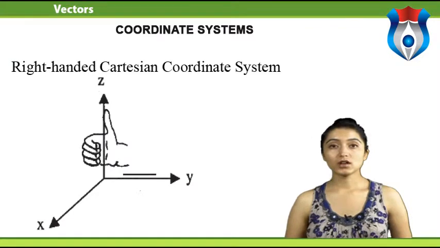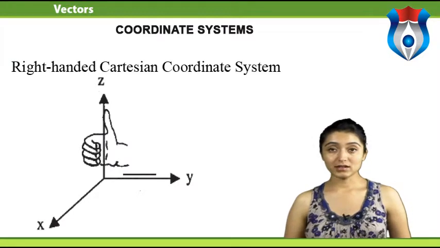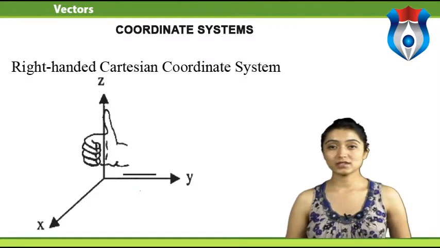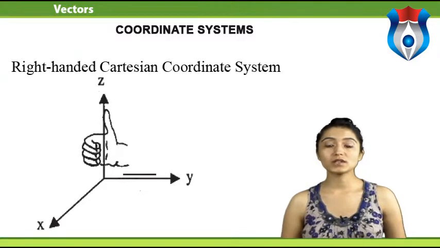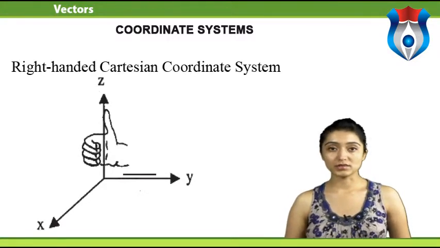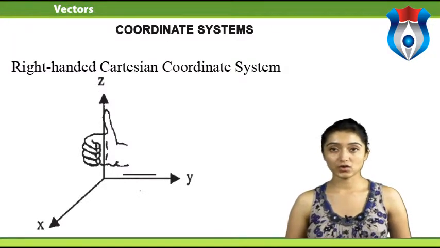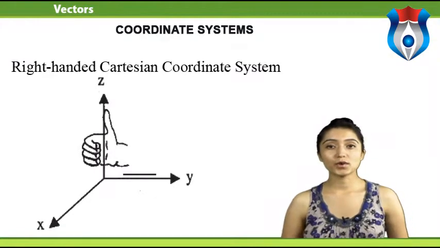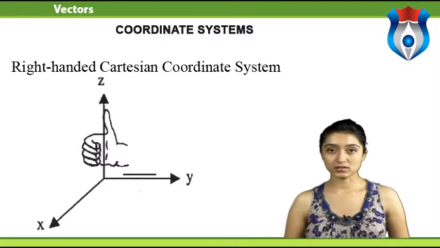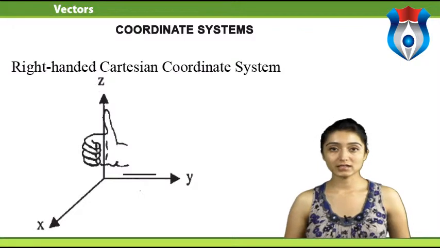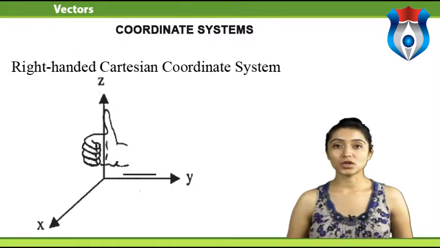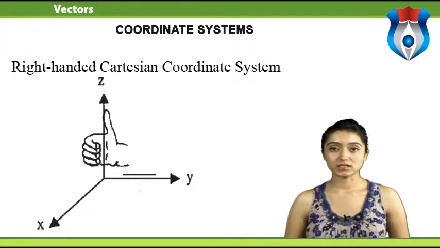Right-handed Cartesian coordinate system. A right-handed Cartesian coordinate system is one in which the coordinate axes are so labeled that if we curl the fingers of our right hand so as to point from the positive x-axis towards the positive y-axis, the thumb will point in the direction of the positive z-axis.